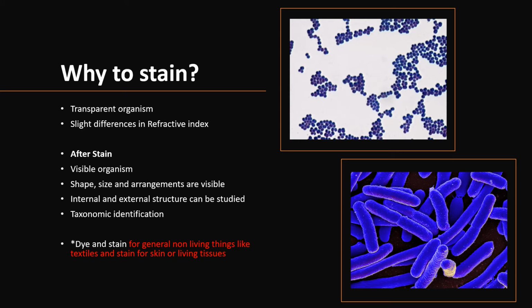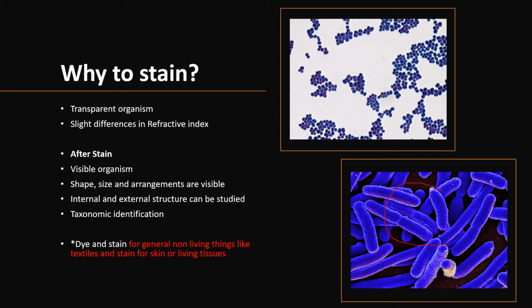As we have discussed in the previous section, why to stain is of course because transparent organisms are not visible, and though there are some slight differences in the refractive index of cytoplasm and the materials or structures around it, those differences are not sufficient to make the organism properly visible under the microscope. What happens after staining? They become visible. The shape, size, and arrangements become visible. Internal and external structures can be studied, and taxonomic identification is also the big thing that staining helps us to do. How? Let's see.